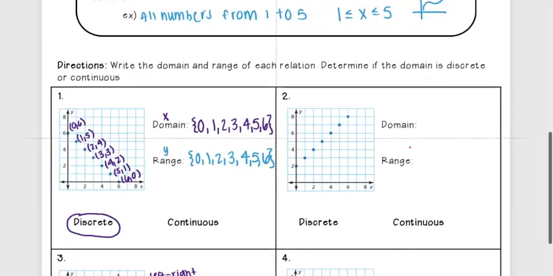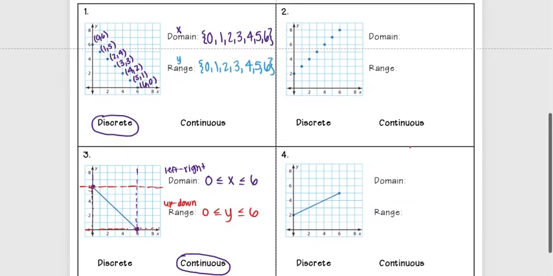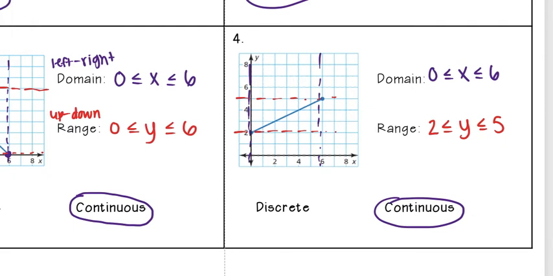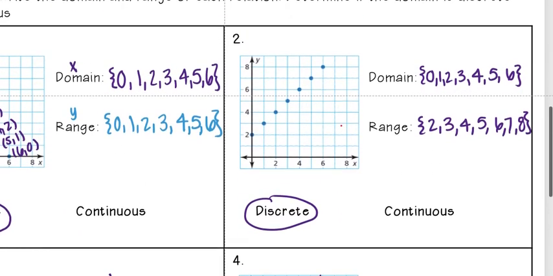Okay, go ahead and pause this video, and I want you to try number 2 and 4 on your own. Okay, so the answer you should have gotten for number 2, for domain, that's going to be the integers from 0 to 6. Again, you find those numbers down below here. And then for range, it was the numbers from 2 through 8. I see it started at 2 on my first point, and it went all the way up to 8. And since these were just points plotted on this graph, this one was discrete.